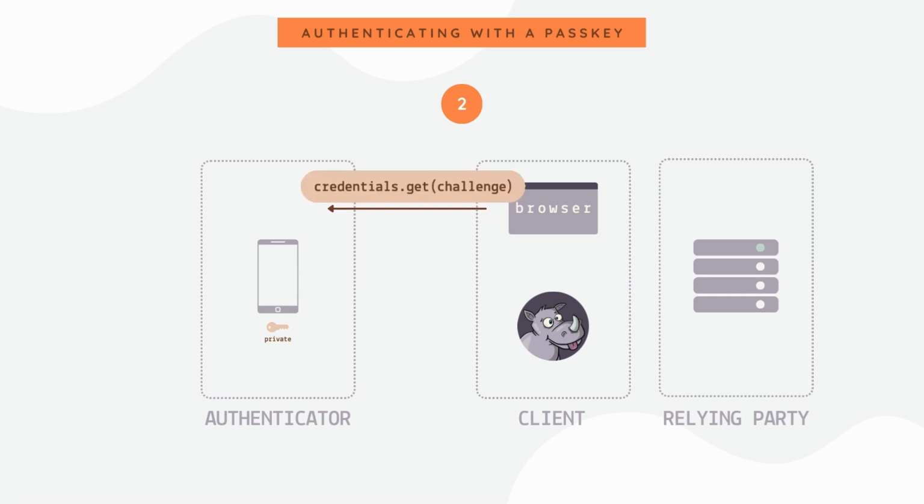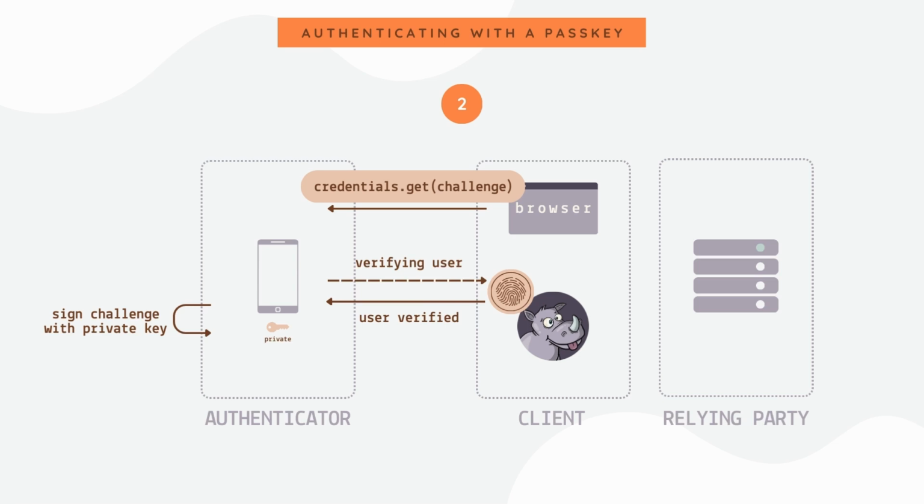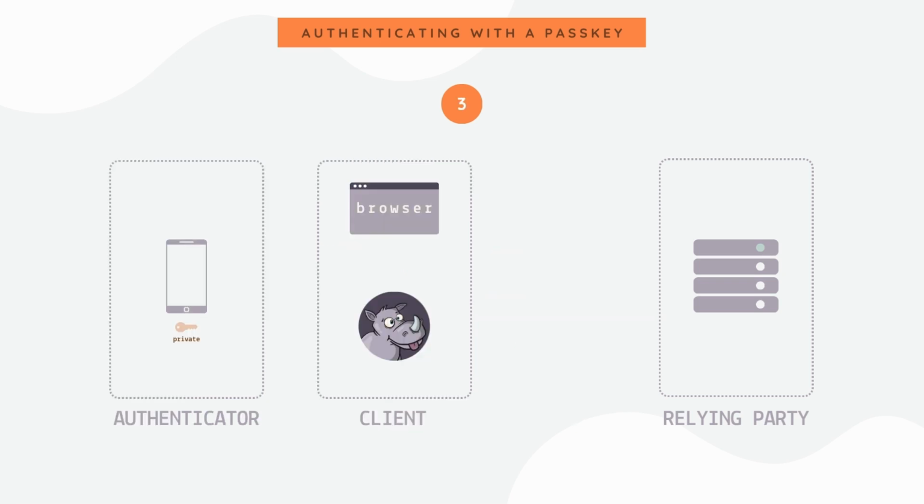Secondly, the client calls the navigator credentials get method. This will prompt the authenticator to request verification from the user. In our case, the verification will be done through a fingerprint. Once the user is verified, the authenticator will use the private key it had previously stored to sign the challenge. Then it will send the signed challenge, the credential ID, and the username back to the client. The client then sends this data onwards to the relying party.